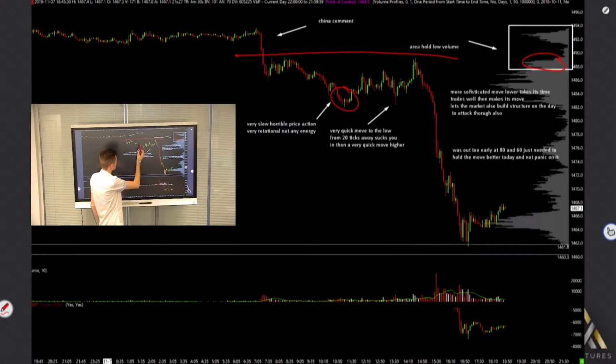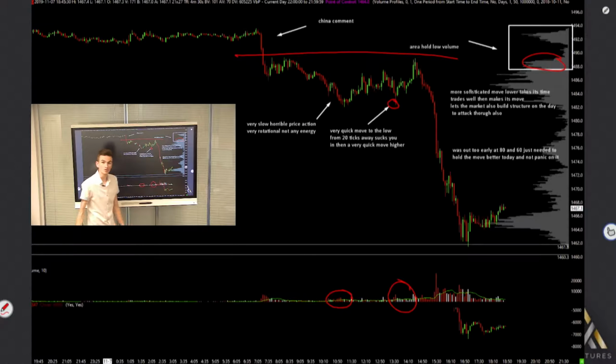But this area at the beginning of the day, I class it as slow, horrible price action. A lot of rotation, a lot of two-way trade, a lot of flickery stuff. Not much energy whatsoever. The volume down here does pick up slightly, but not massively different.